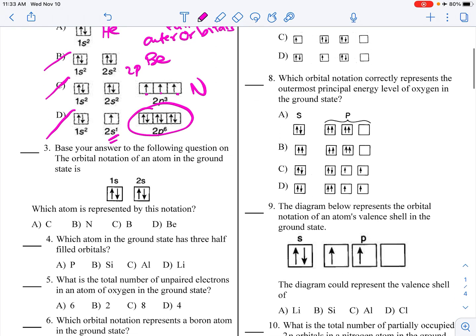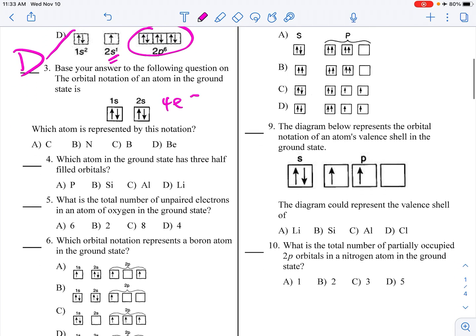Base your answer on the following question on the orbital notation of an atom in the ground state. Which atom is represented by this? Well, I think we just talked about it. 1, 2, 3, 4 electrons. So it's in the ground state, so 1s2, 2s2, that's beryllium. That's choice D.